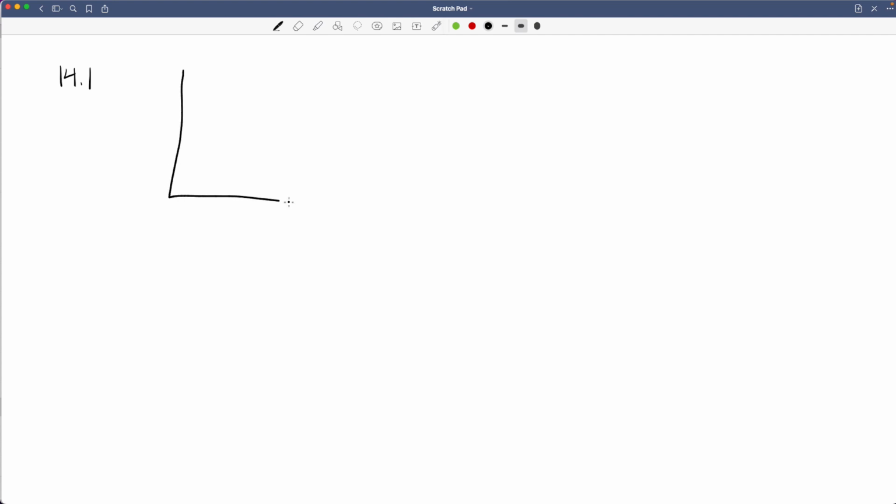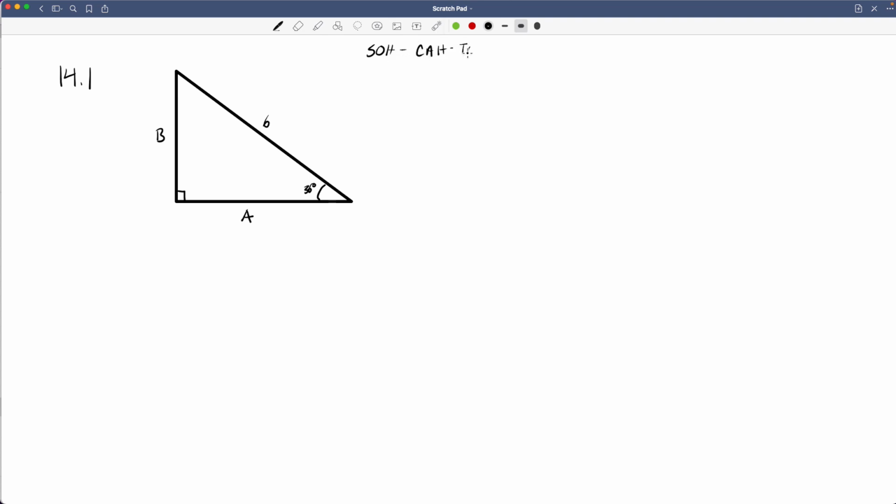So here we have a regular triangle, or it's a right triangle actually, it's not a regular triangle. And this is side B, this is side A. We have a hypotenuse of 6, and we have a degree measure here of 36 degrees. So I'm going to rewrite SOHCAHTOA up here just because I like seeing it. It reminds me of what I need to do and how I need to do it. So I'm going to use sine to find B because it's looking for the opposite, right? So the sine of 36 is equal to B over 6.